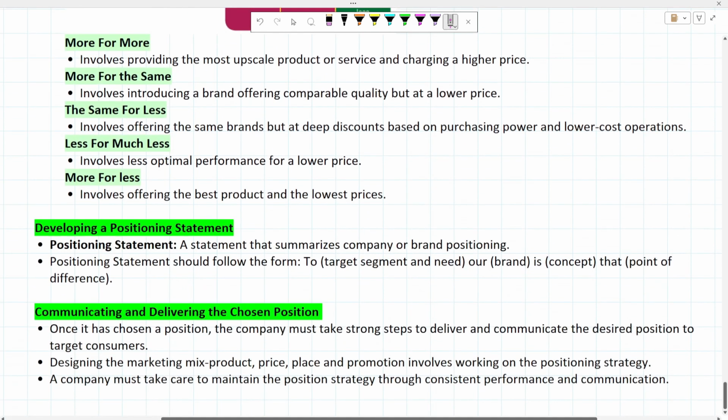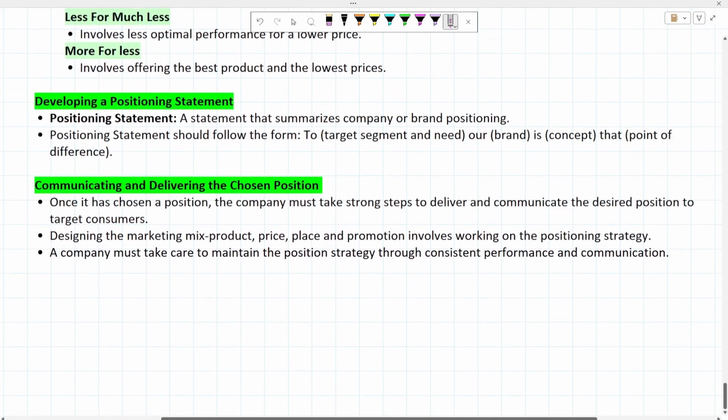So, developing a positioning statement. A positioning statement is a statement that summarizes a company or brand positioning. Positioning statements should follow the form: to target segment and need, our brand is the concept or the product that points out the differences. So why should we buy this product or the concept?